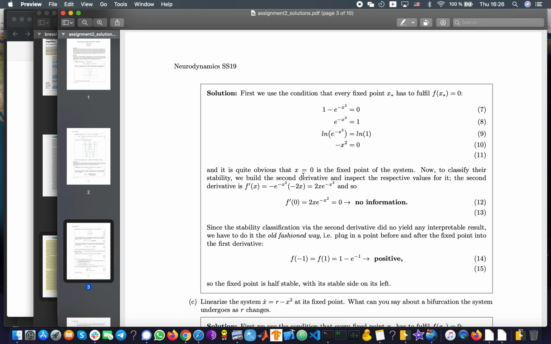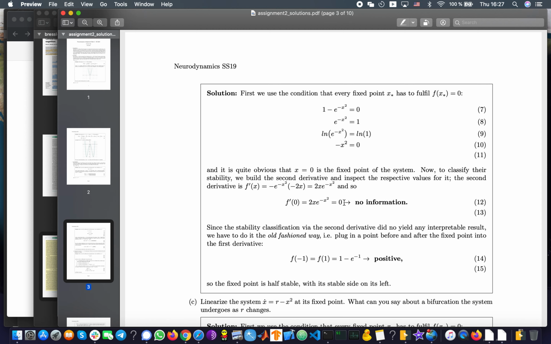Again, for finding the stability, we take the first derivative, f prime of x. Actually, f prime of x will be 0 for the first term, and the other one is going to be minus e to the power minus x squared, times the derivative of the power, which is minus 2x. So you will have 2x e to the power minus x squared, and by putting in 0 you will see that it's going to be 0.